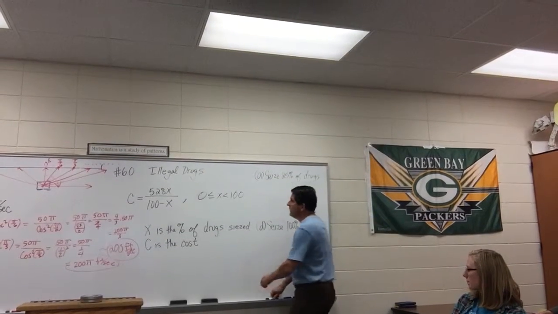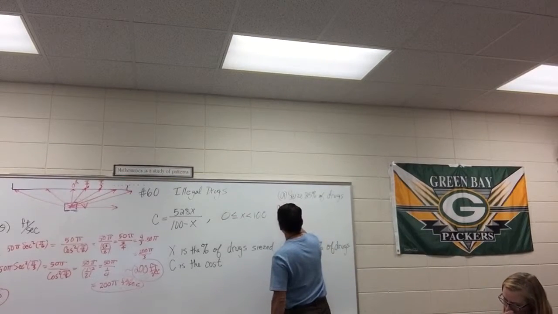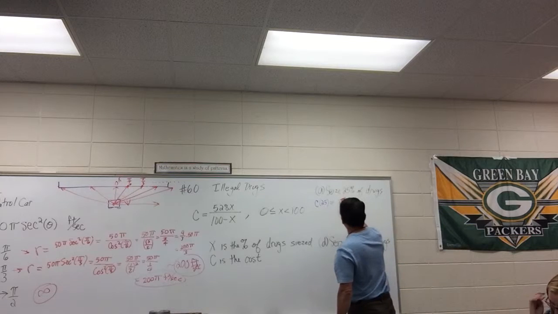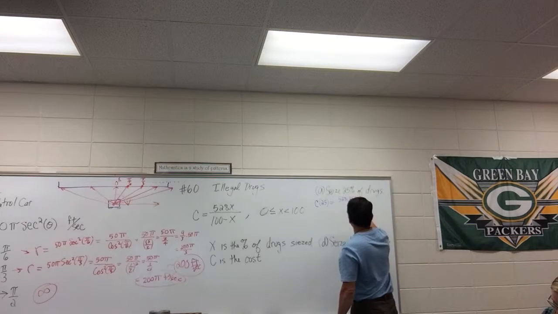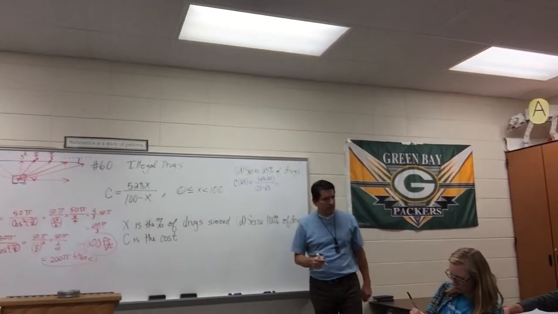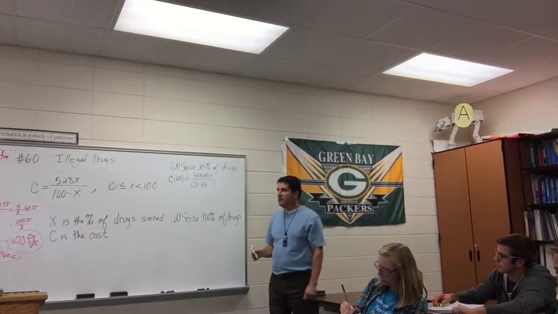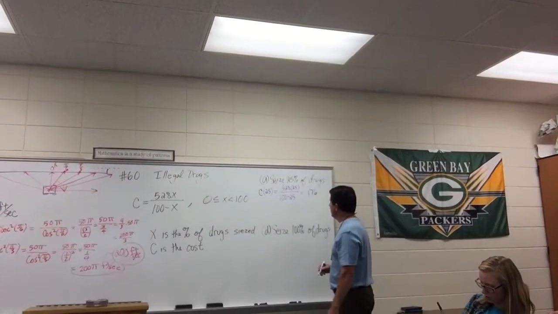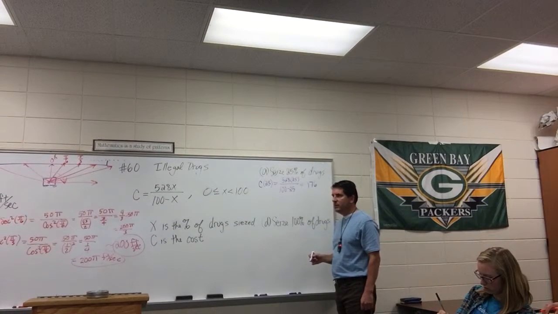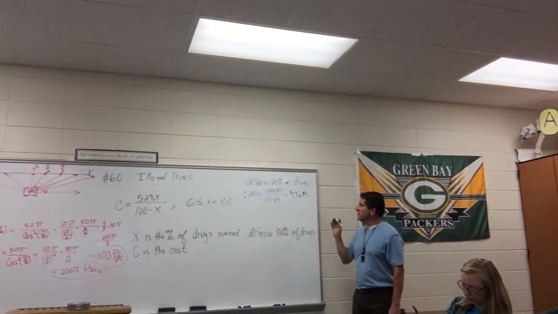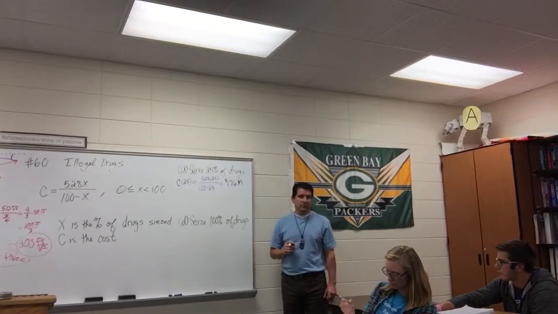Okay, so let's do that. So the cost is C of 25. Okay? So it's 528 times 25 divided by 100 minus 25. I don't know what that answer is. Anybody got that answer? 176? Just like that? Is this in like thousands? Millions? Okay. So that's $176 million to remove 25% of the drugs.